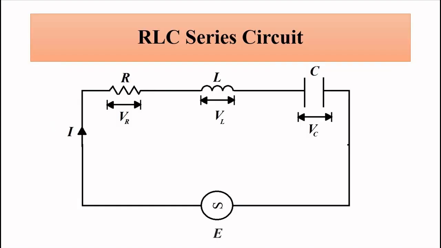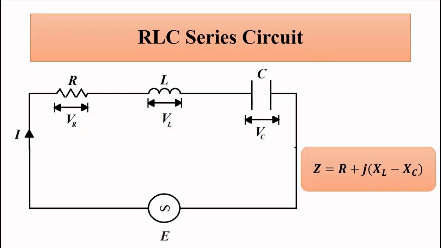So here we have a series RLC circuit where we have the three circuit elements: resistance, inductance, capacitance, connected across an alternating voltage source. So here the net impedance of the circuit plays a very important role in deciding how this whole circuit will behave. Now before that, just a quick review.